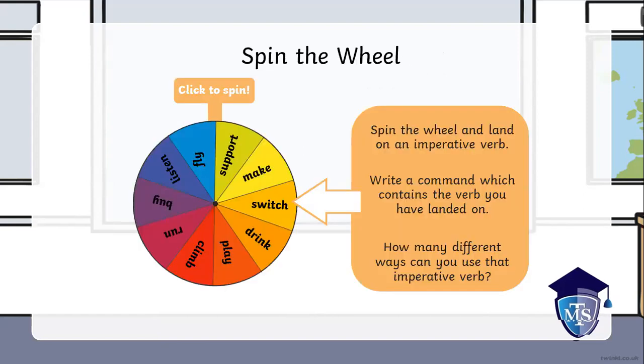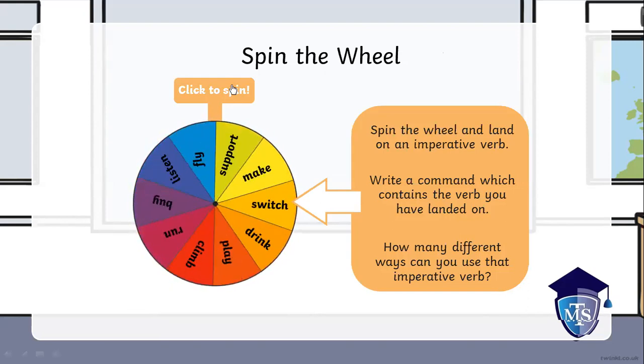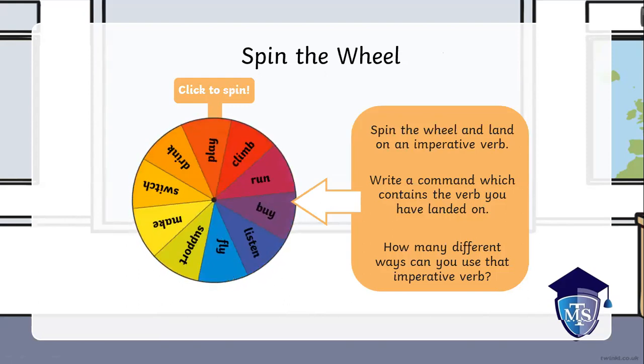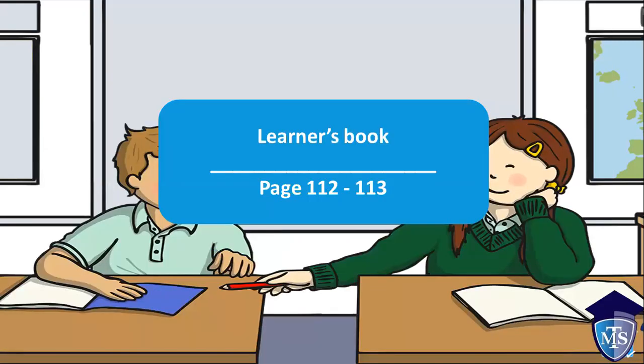Okay, now let's play this game. Switch. How can I use switch in an imperative sentence? Switch on the lights. Switch off the TV. Switch on the radio. Okay, another verb, for example, support. Support your friend, whatever happens. Now let's go to the learner book, pages 112 and 113.